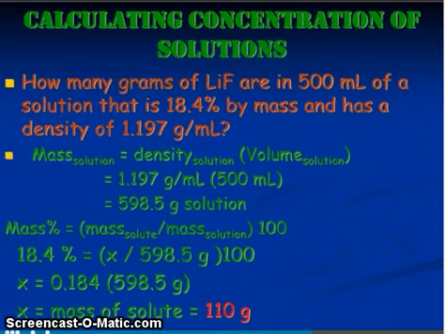Now friends, how many grams of lithium fluoride are in 500 mL of a solution that is 18.4% by mass and has a density of 1.197 gram per mL? Mass of solution is equal to density times volume, 1.197 gram per mL times 500 milliliters, then you will get this. Mass percentage is mass of solute divided by mass of solution, times 100, and from this formula you will get 110 grams.